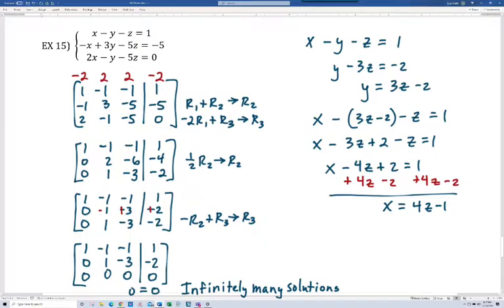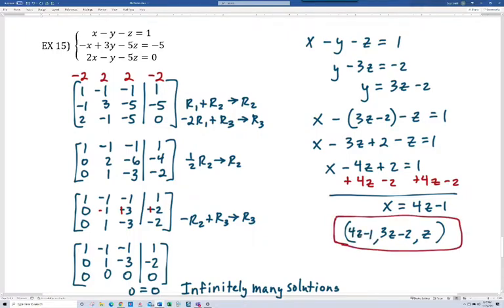And so notice everything's in terms of z here. We know y in terms of z and x in terms of z. So if we call our z value the variable z, then y would be 3z minus 2, and x would be 4z minus 1. And so all the solutions, these infinitely many solutions, have this form. And basically, if I wanted to get a solution, I could just plug in a value for z and figure out what x, y, and z would actually equal for one of the solutions.